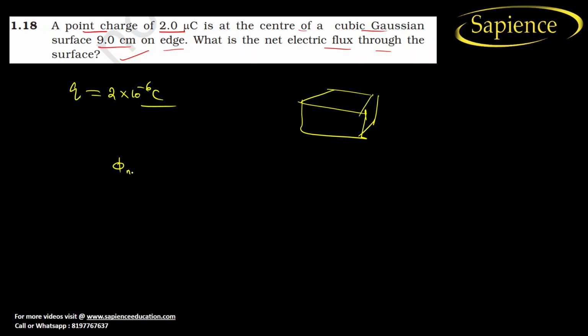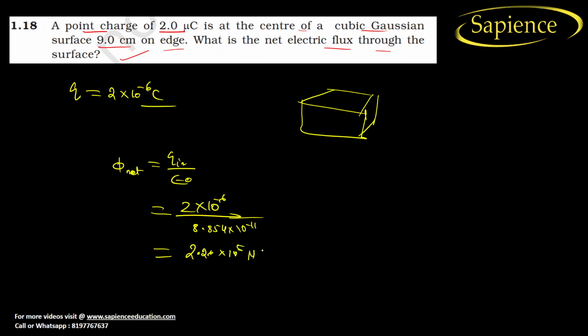Net electric flux, we know, will be equal to charge enclosed divided by epsilon naught. So charge enclosed is 2 into 10 to the power minus 6 coulomb divided by epsilon naught, which is 8.854 into 10 to the power minus 11. While calculating, you will understand how much you are getting. If you do the calculation, it will be approximately 2.26 into 10 to the power 5 Newton meter square per coulomb. So I hope you have understood this one.